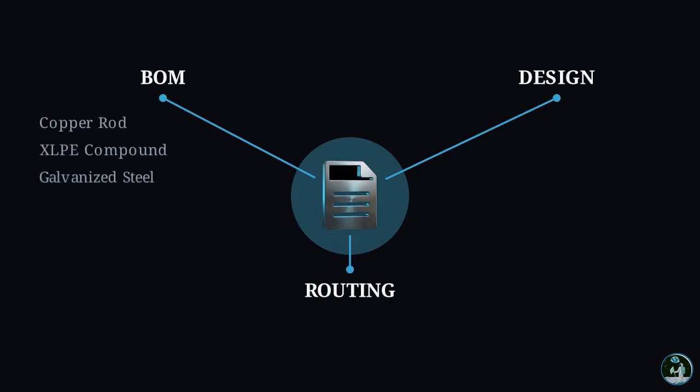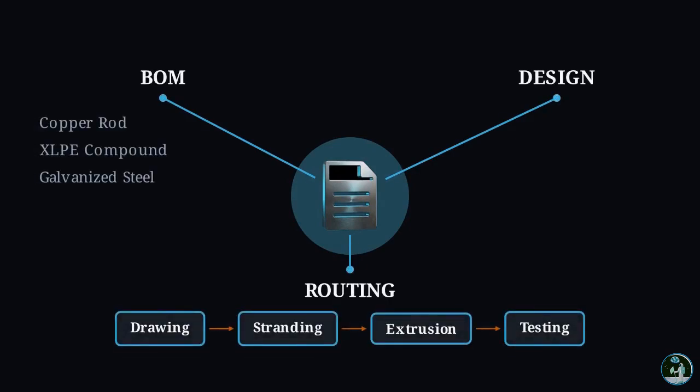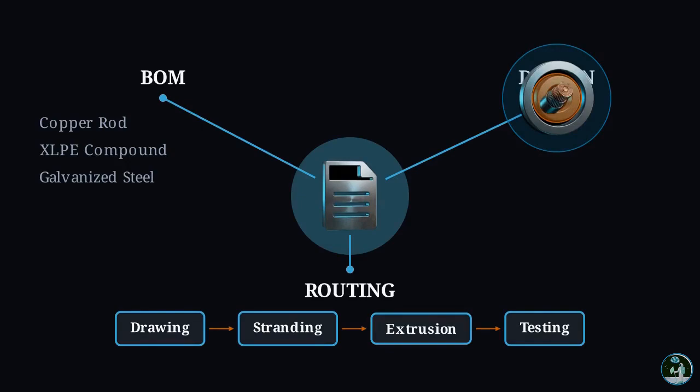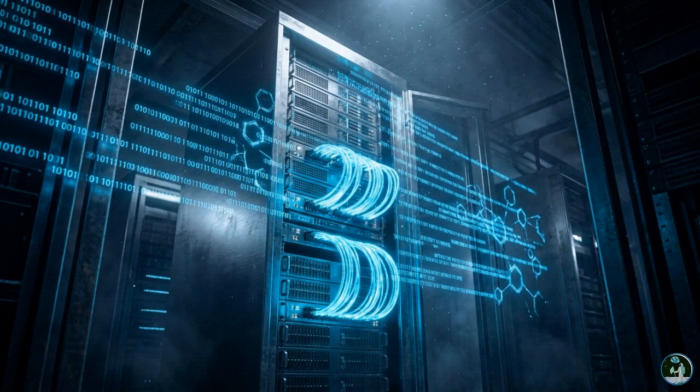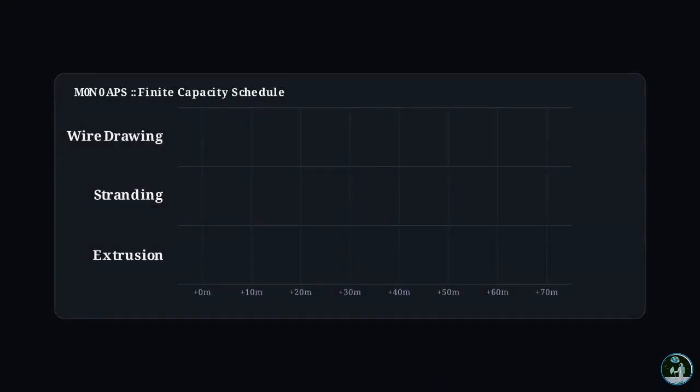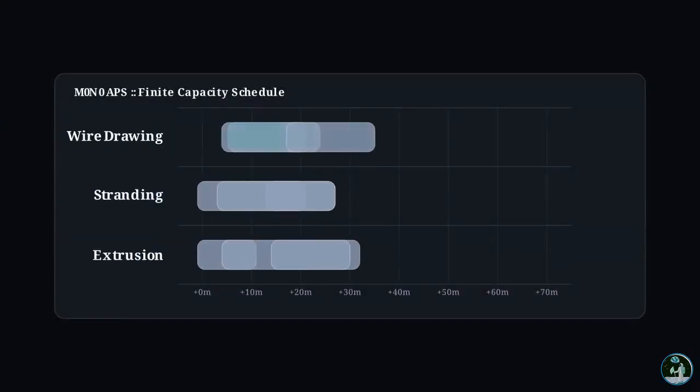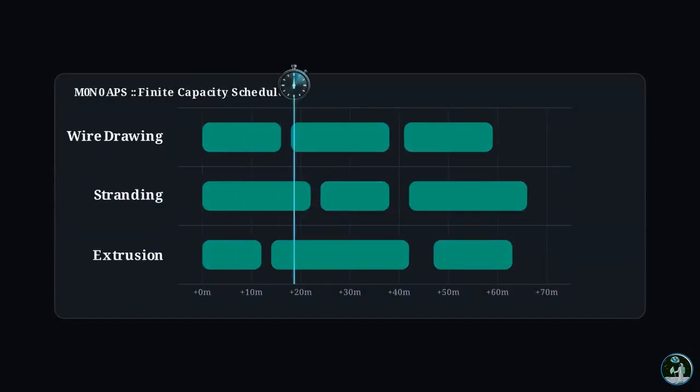The parameters of that specific order automatically dictate the engineering requirements. The system instantly generates the bill of materials, sets the machine routing pathways, and locks in the precise cable design. This engineering data flows directly into the material requirements and advanced planning systems. The software runs capacity simulations and outputs a highly optimized minute-by-minute production schedule.